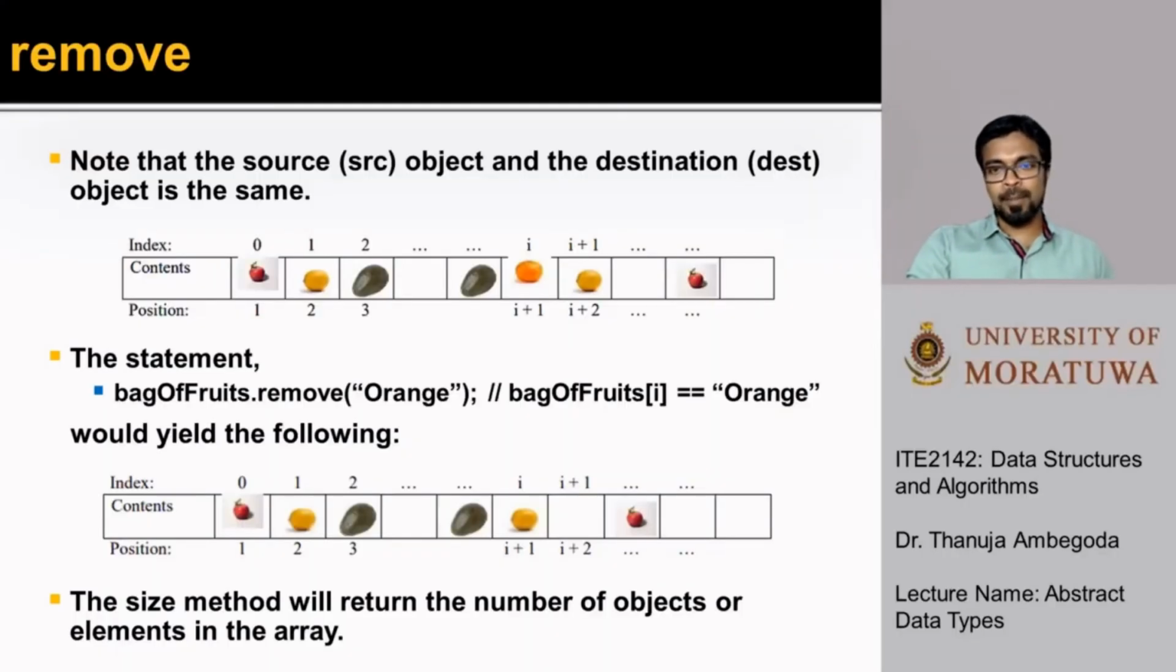Let's consider an example where you have this orange at the ith position. If you call bag of fruits dot remove orange, this orange should be removed, resulting in this array where the orange is not there. Like you can see, this apple has moved by 1 position towards the left.